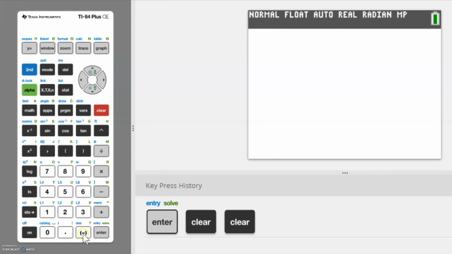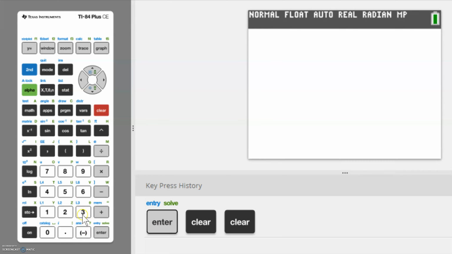Now if you look at the bottom, there's a minus sign that is in parentheses. This is not subtraction. This is a negative symbol. So these two symbols are not interchangeable. You have to know when to use one or the other. So this one means subtract. This one is a negative sign.